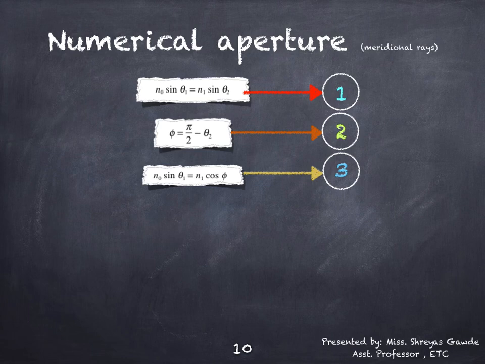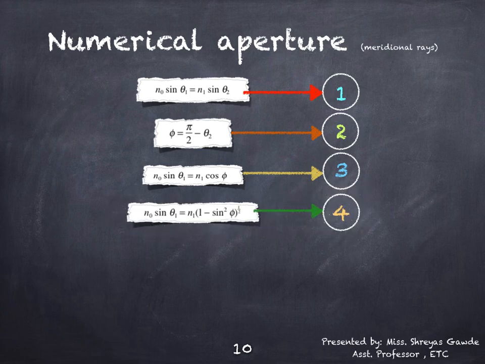Now, using the trigonometric relationship, that is sin² phi + cos² phi = 1, equation 3 may now be written as n0 sin θ1 = n1 (1 − sin² phi)^(1/2).